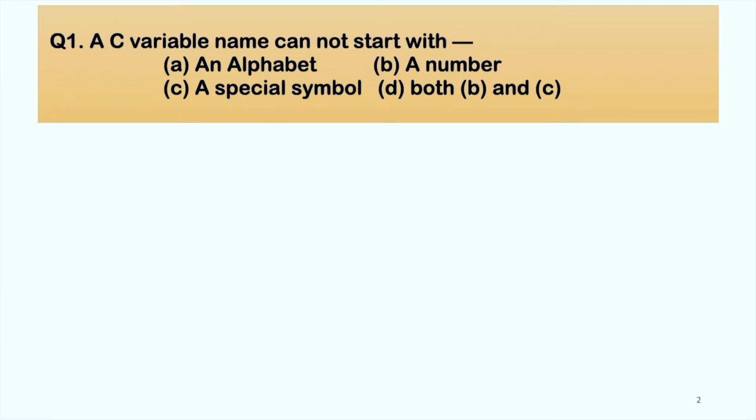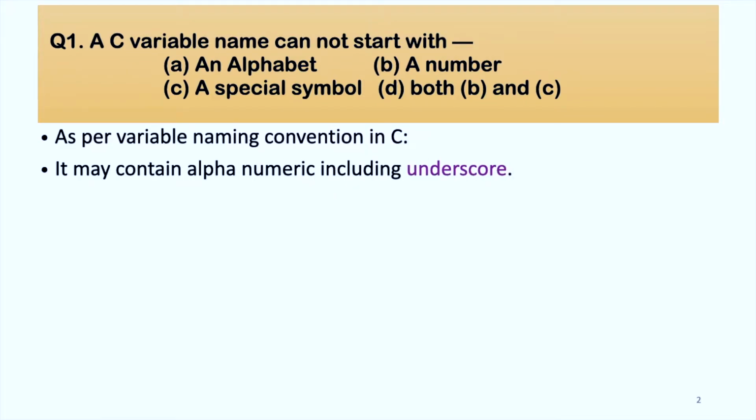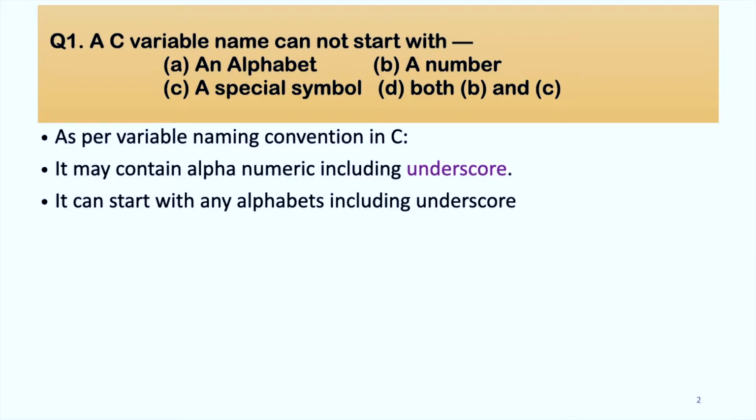So the question is, a C variable name cannot start with: an alphabet, a number, a special symbol, or both B and C. So we should know how a C variable name should be constituted. Some basic features of the naming convention of a C variable. The first one is that it may contain alphanumeric characters including underscore. So the name can contain any alphanumeric characters or alphabets including the underscore symbol. So it can start with any alphabet including underscore, but no space in the variable names is allowed.